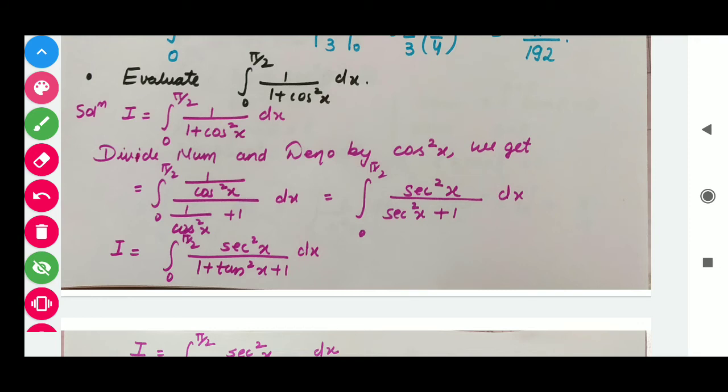Evaluate the integral of 1 over 1 plus cos square x, and here the limits are 0 to pi by 2. Students, suppose there comes a 1 over sin square x plus cos square x, suppose students, any coefficient also comes, 1, 2, 3 with cos, then what do we do in this? We divide the numerator and denominator by cos square x.